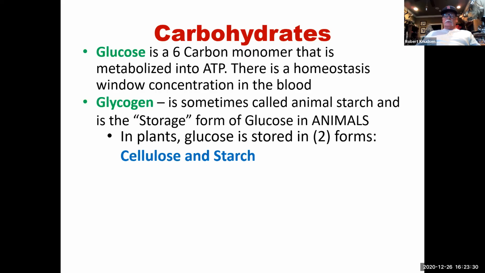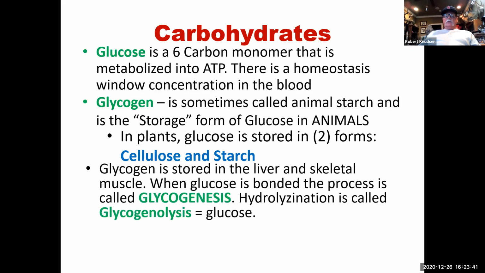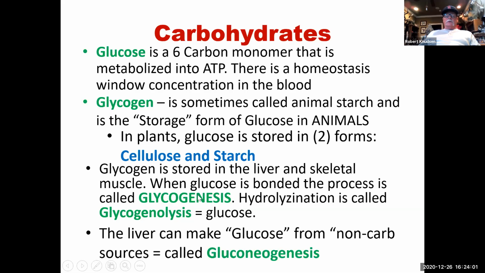In plants, glucose is stored in two forms, cellulose and starch. Now, I've said this a bunch of times. You see it in a different color. You know you're going to see this on an exam. Glycogen is stored in the liver and skeletal muscle. I've already told you that. Okay. If you're thinking, oh, I didn't think that was important, it's okay. It's a learning curve. Yes, it's important because I told you where you find it. I said you go in the liver, skeletal muscle, and when those are full, where does it go? Lipids.